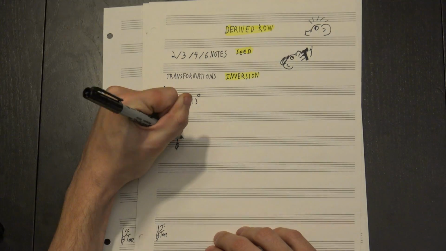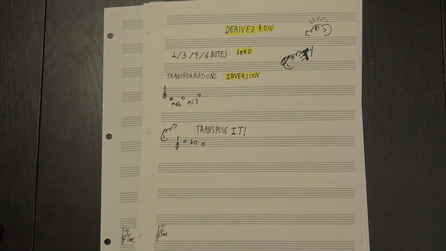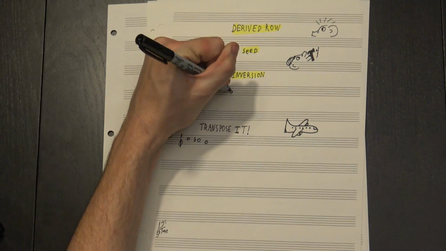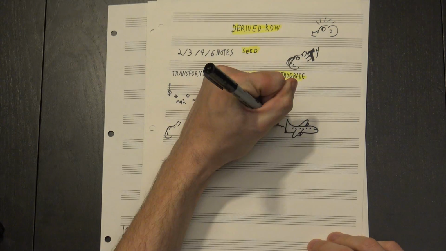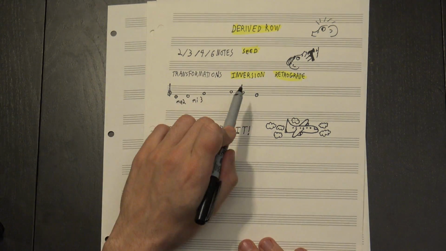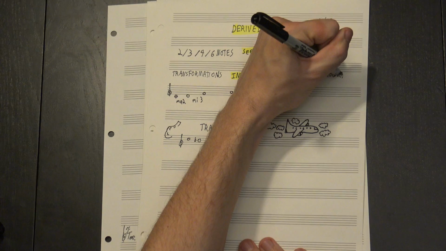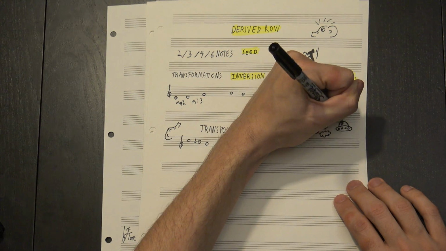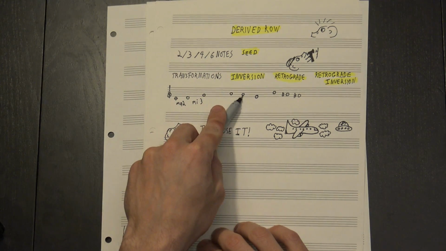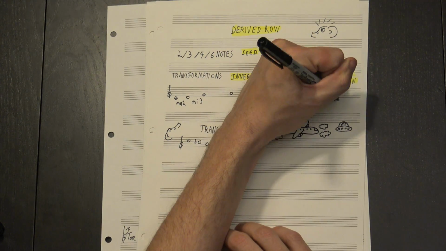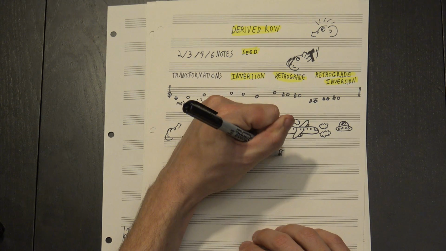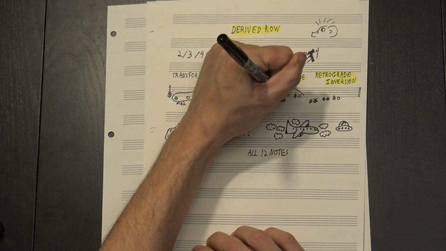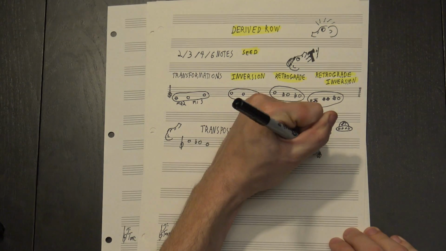Now let's try the inversion. If we transpose that up a bit, it gives us this. Now let's add the retrograde and transpose it here. Finally, let's do the retrograde inversion, which transposes nicely into the last 3 slots we have left. In this way, you've incorporated all 12 notes, but the whole thing is built on just the first 3. Why would you do this?